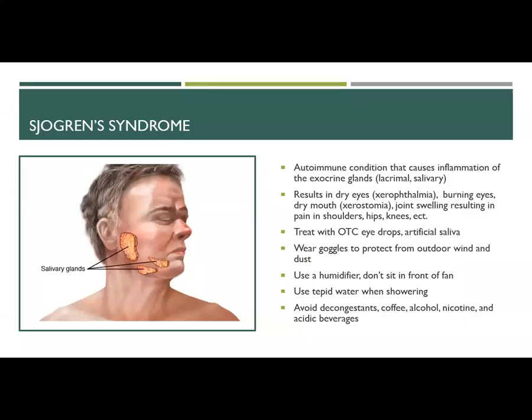So the next one we're going to be talking about is our Sjogren's syndrome. So this is an autoimmune condition that causes inflammation of the exocrine glands. So those are things like our salivary glands, and it results in dry eyes, burning eyes, dry mouth, joint swelling, which results in shoulder, hip, and knee pain. You can treat it with over-the-counter eye drops or artificial saliva.